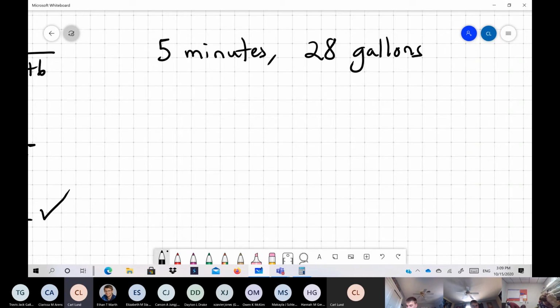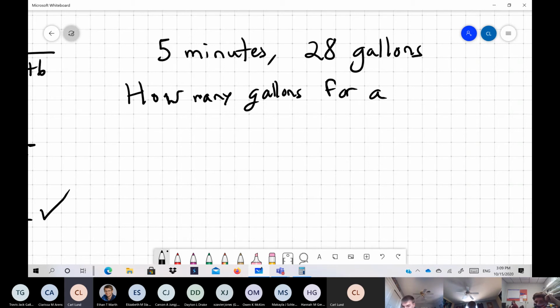We want to know how many gallons will be used for a 13-minute shower. Now, if it had been a 15-minute shower, my answer would be easy. I just multiply everything by 3. Here it's 13 minutes, not as easy. This is where we set up a proportion. There is more than one right way to set this up.